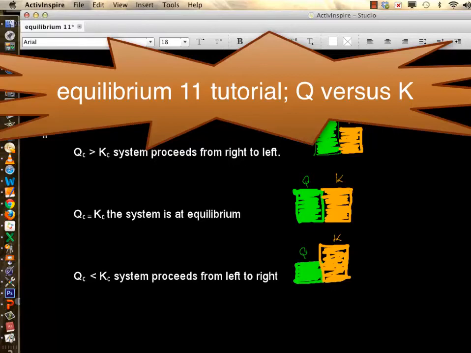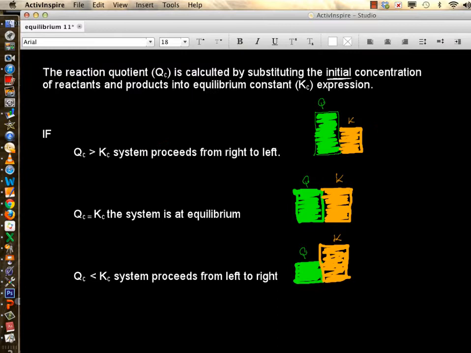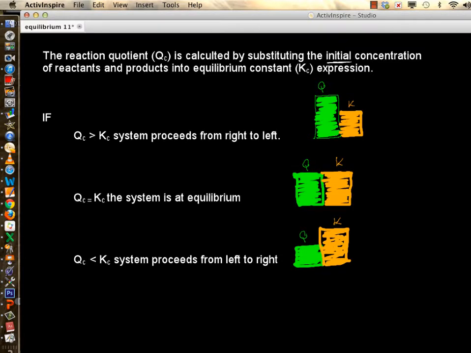In this final tutorial of equilibrium, I want to talk about reaction quotient, which is the same expression as Kc, the equilibrium constant, but this time you use initial concentrations rather than equilibrium concentrations. Now, there are three possibilities. If Q is equal to Kc, you are at equilibrium, there is no net change in reactants or products. Their concentration remains the same.